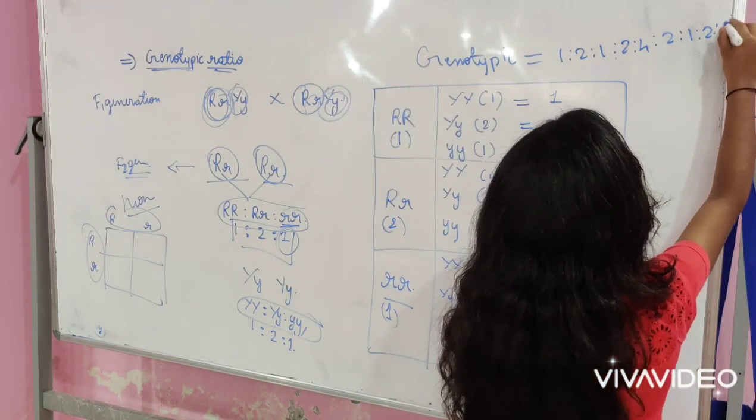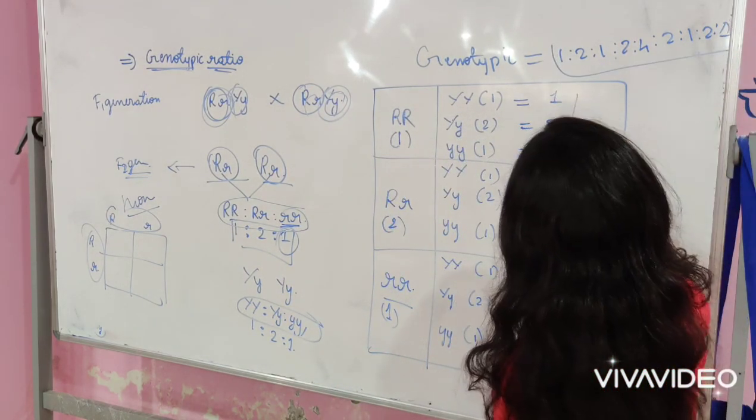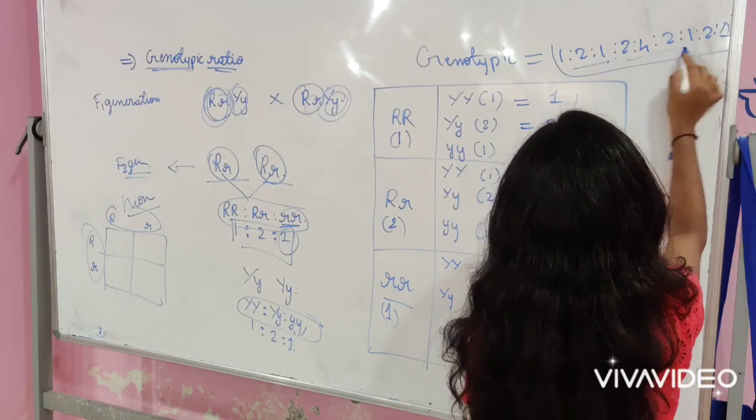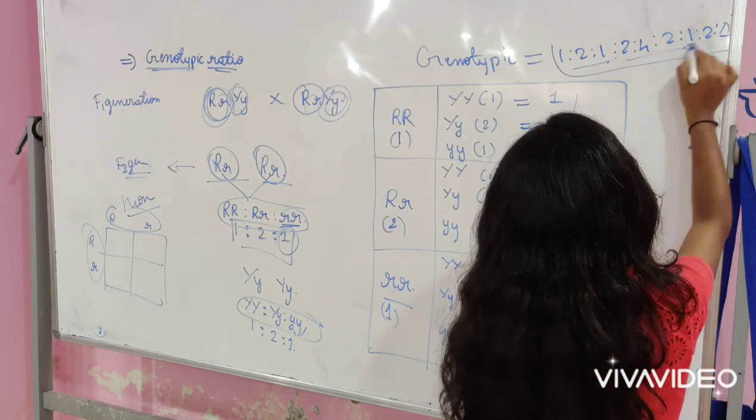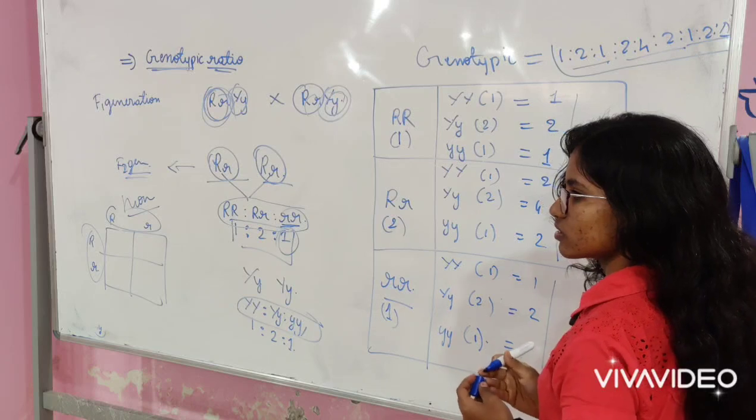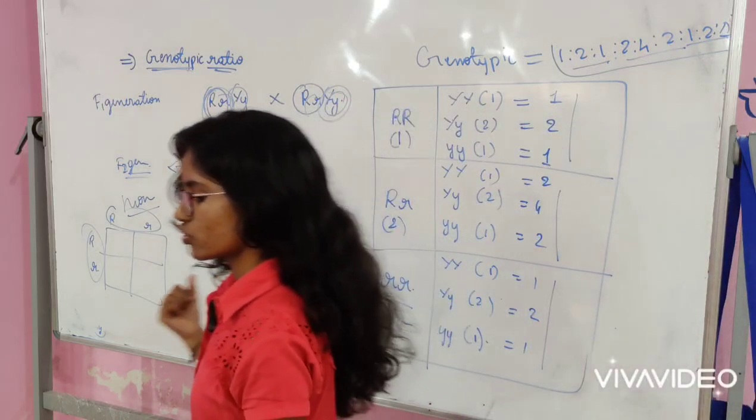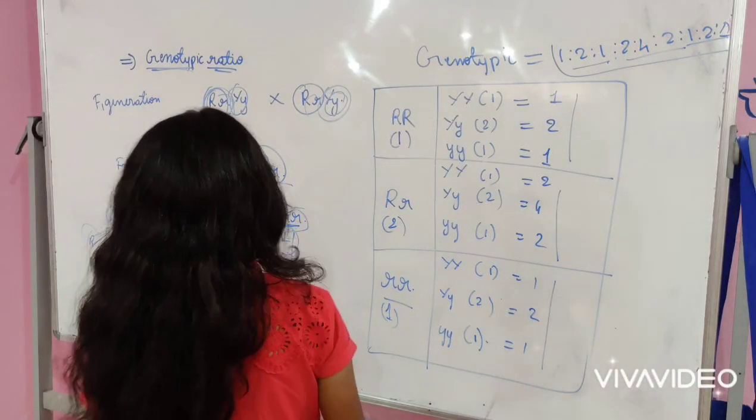Okay. This is the genotypic ratio. See, 1:2:1, 2:4:2, 1:2:1. Okay. You understood this genotypic ratio finally? That's all.